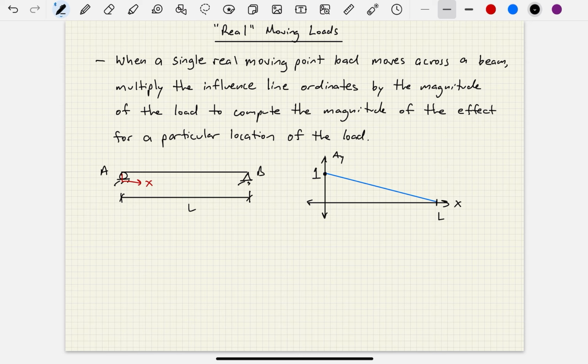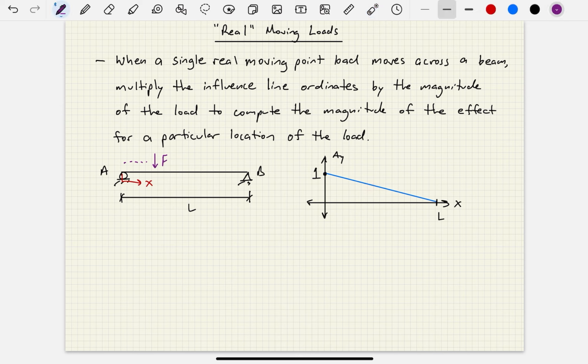So if we have a real moving load with, say, a magnitude F, and we want to know what the real reaction AY is as F moves across this beam, what we do is we multiply that magnitude F by the influence ordinate at a particular spot that we're interested in. So let's write this down.